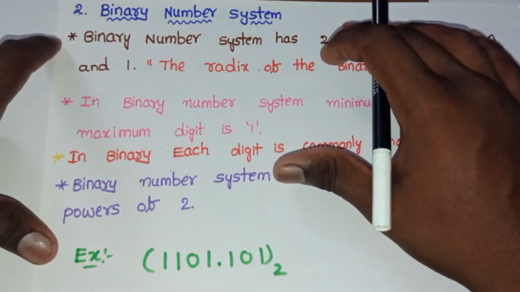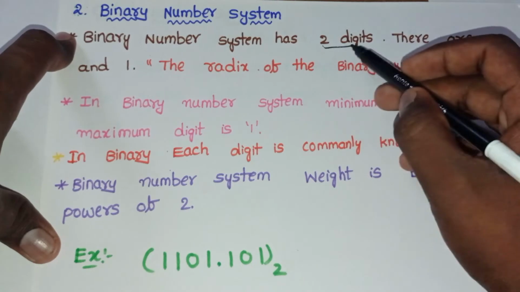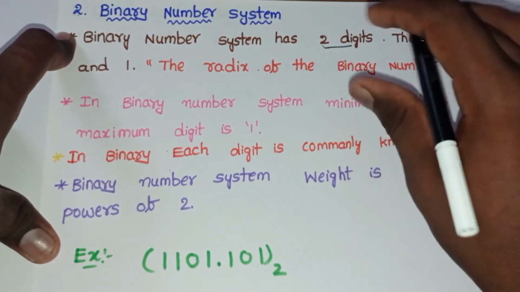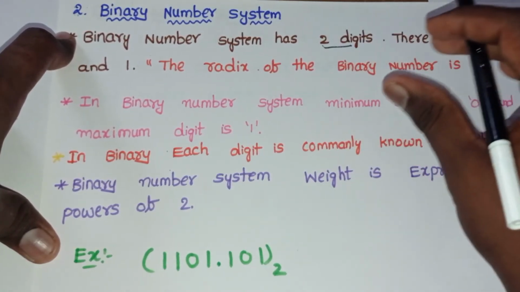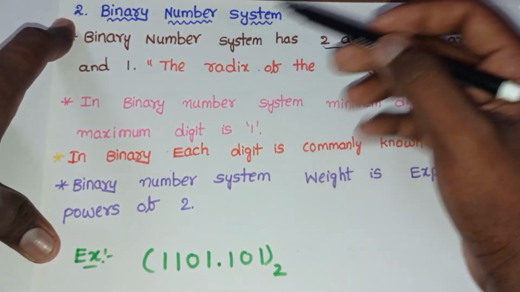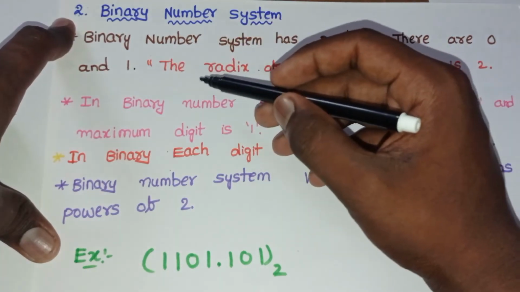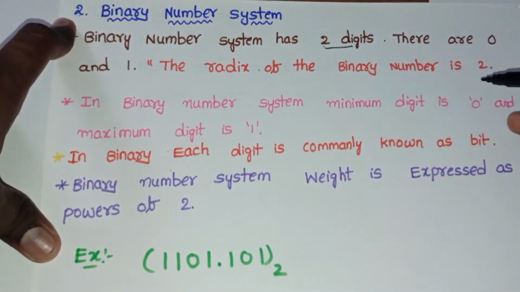Binary number system. What is binary number system? Binary number system has two digits. In decimal number system we have 10 digits, but in binary number system we have only 2 digits. They are 0 and 1. Okay, in binary number system we have only 2 digits, 0 and 1. The radix of the binary number system is 2.